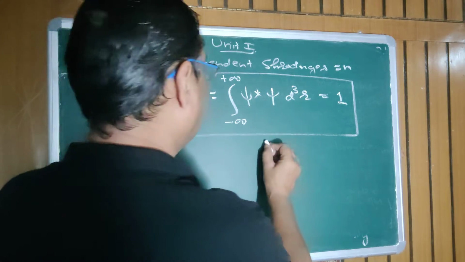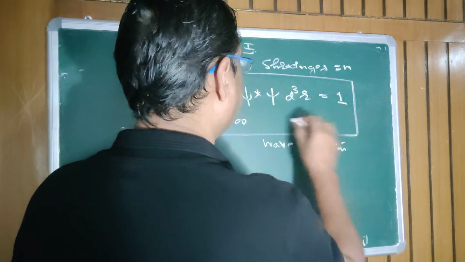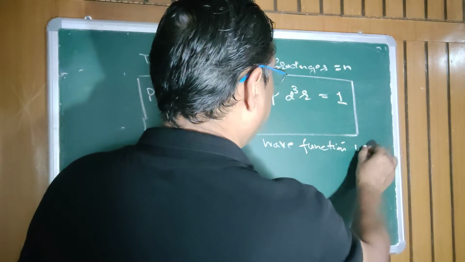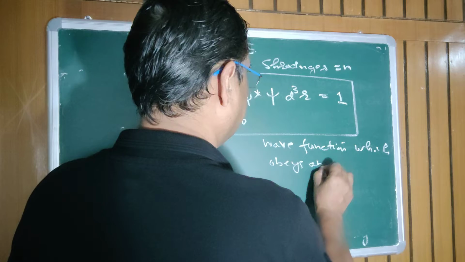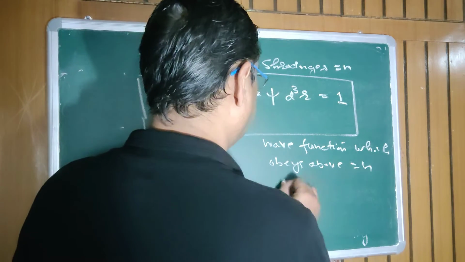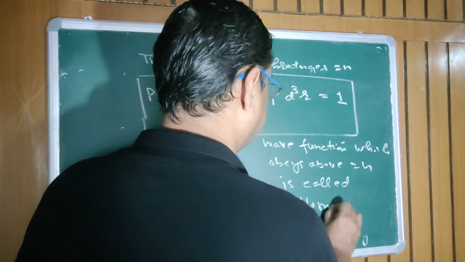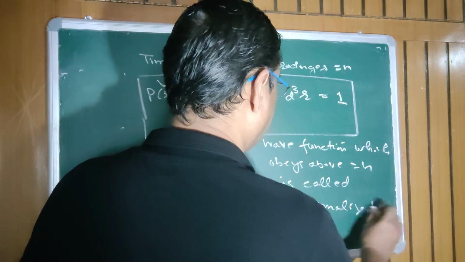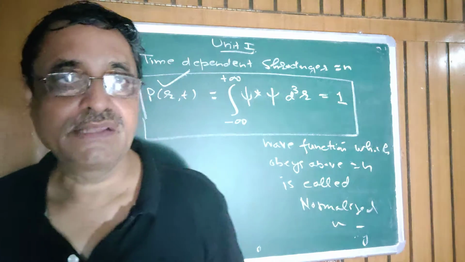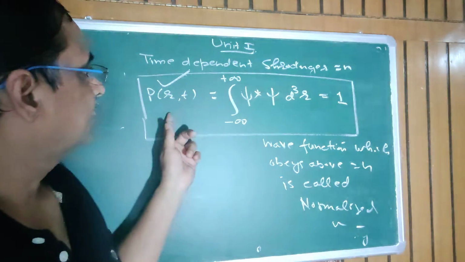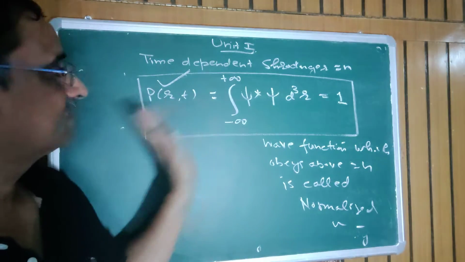ये जो wave function है, the wave function psi which obeys the above equation is called normalized wave function. So wave function is said to be normalized if this equation holds good.